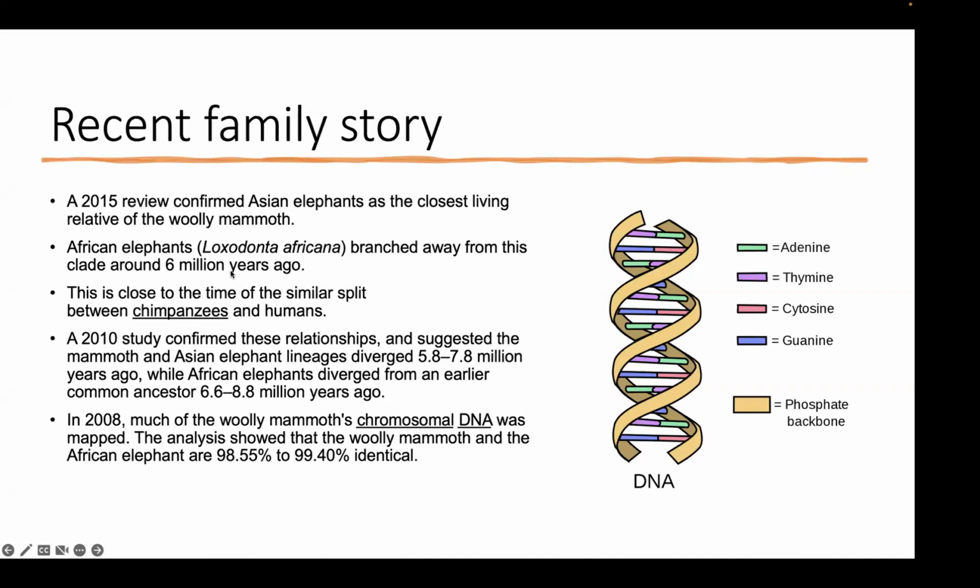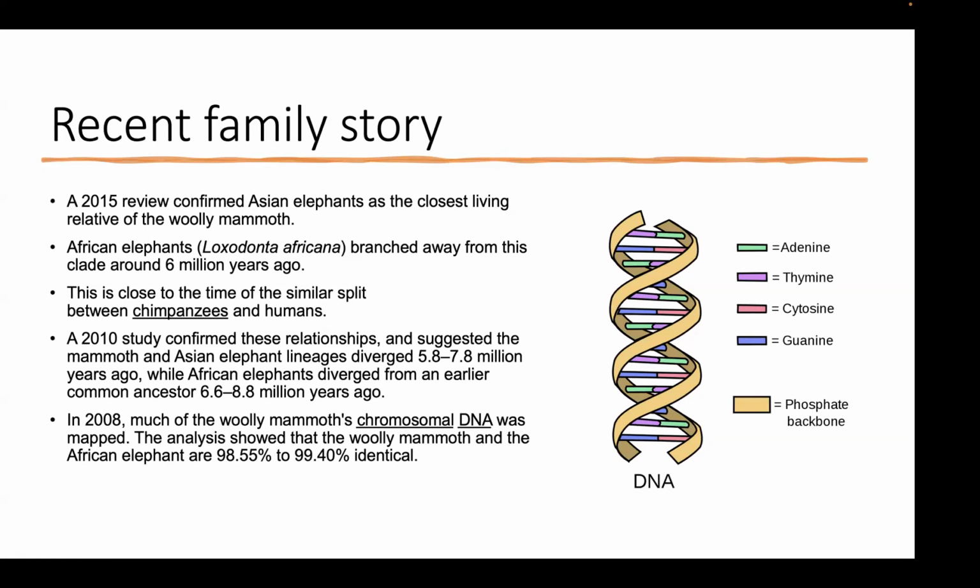So we found that the African elephant branched away about 6 million years ago, which is similar to the split between chimpanzees and humans. And we also know that the divergence occurred between the mammoth and the Asian elephant between 5.8 and 7.8 million years ago. Now, we know that even though the woolly mammoth and the African elephant are quite different, because the Asian elephant is closer to the woolly mammoth than the African elephant, they're still actually quite close in terms of DNA. So there's a 98 to 99% identical DNA between the woolly mammoth and the African elephant.